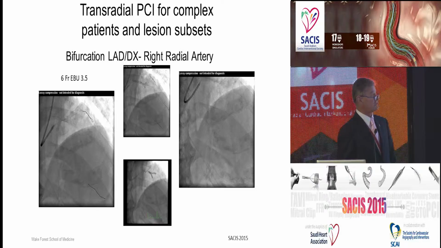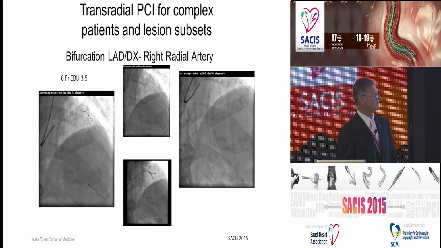This is a 6 French EBU, and it turns out, at least in our experience at Wake Forest, that the EBU guide from the right radial actually has a tremendous amount of support. It's relatively easy to get in, although there are some learning experiences that one needs to go through to understand how to manipulate it to get there. But once it's sitting in the ostium of the left main, it's a very stable platform.